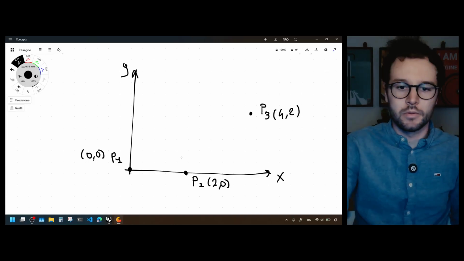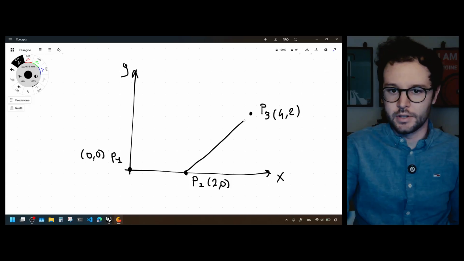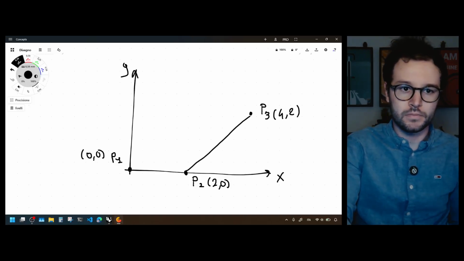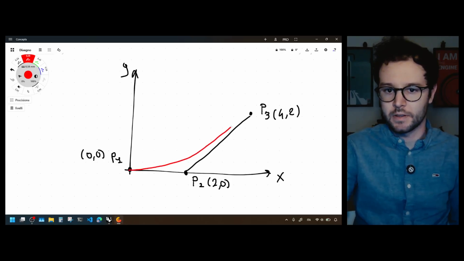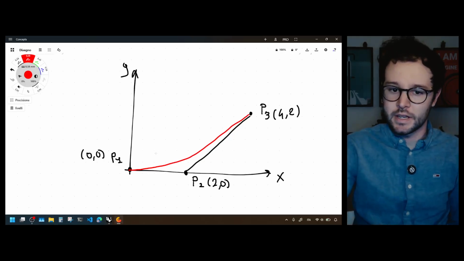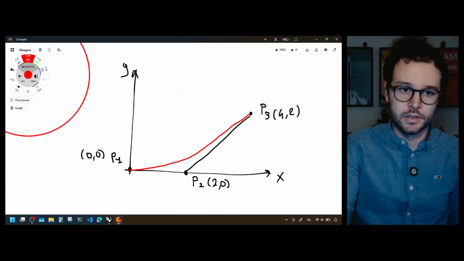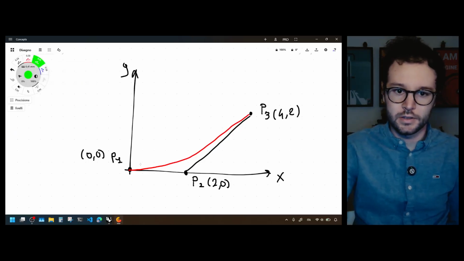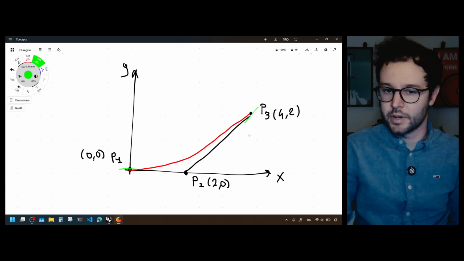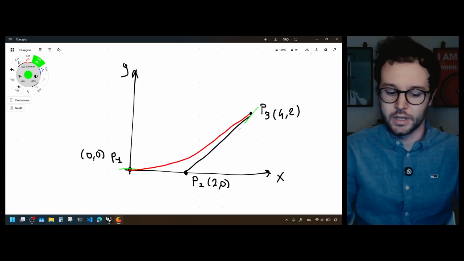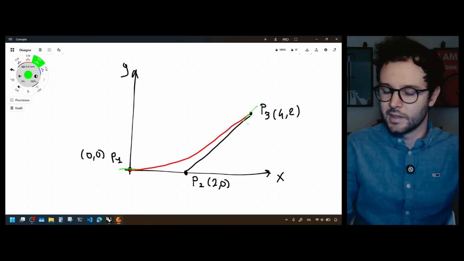And what we want to find, let's try and connect this line with this one. We want to find a curve which starts from P1 and goes all the way to P3. It's tangent at P1 at the start, so its tangent here is horizontal, and the tangent at P3 is parallel to this P2, P3 connection line. How do we do that?